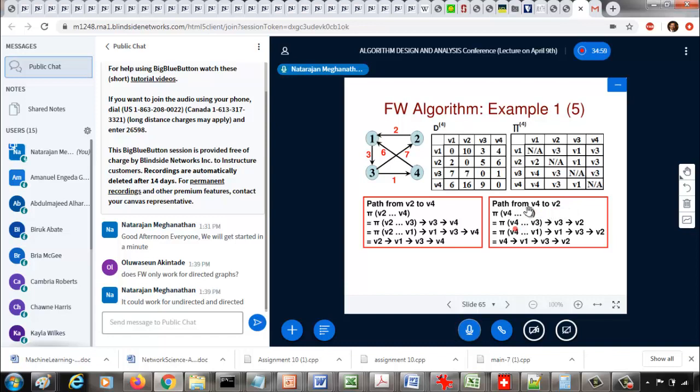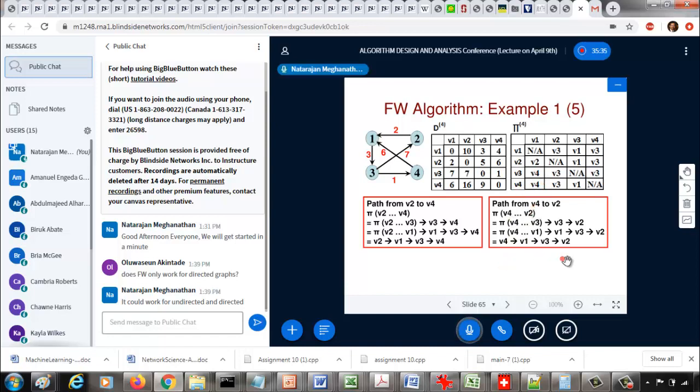So now from V4 to V2, you have here the predecessor is V3. So from V4 to V2 we have to first reach from V4 to V3 and then take an edge to V2. So now we have to know how to reach from V4 to V3. V4 to V3 says V1 is the predecessor. So from V4 to V3 you have to first reach from V4 to V1 and then from V1 to V3 we can take an edge. So now from V4 to V1 the predecessor is V4 itself, so that means we have an edge from V4 to V1.